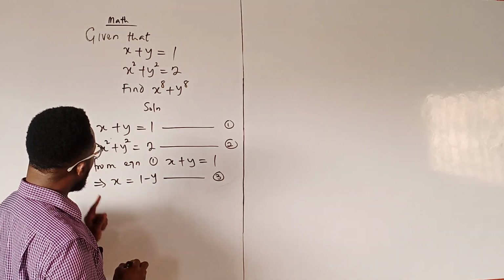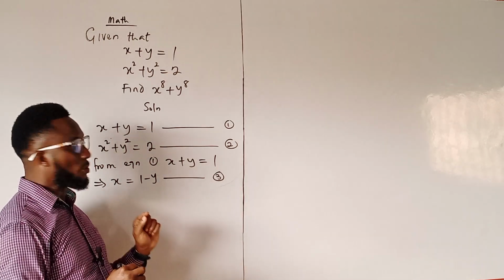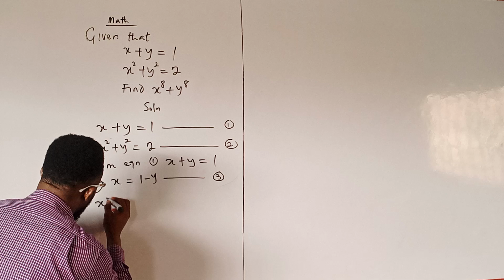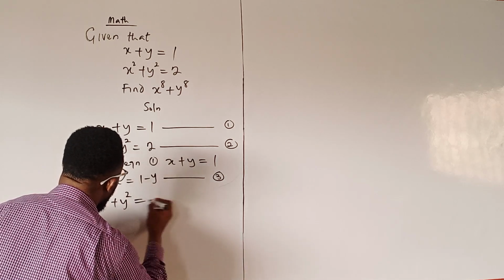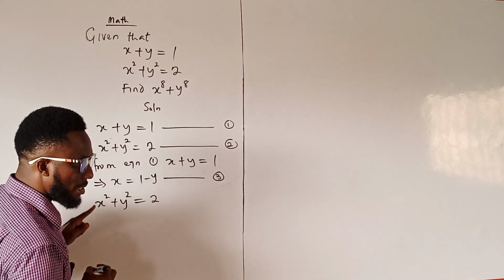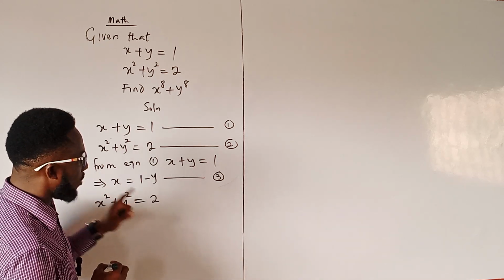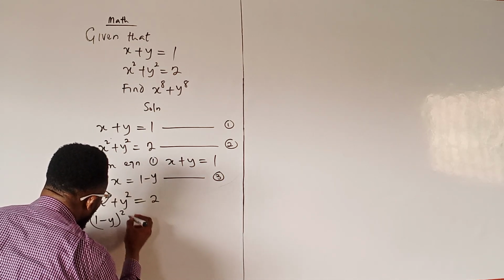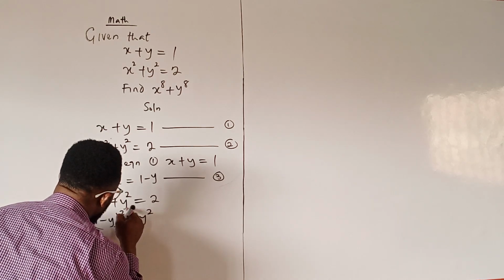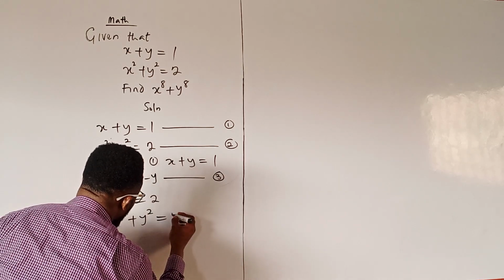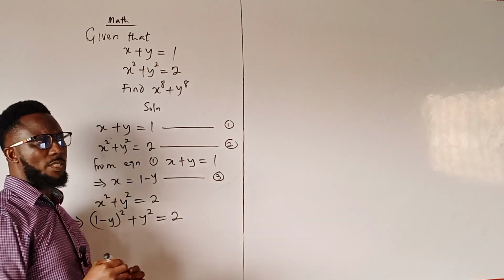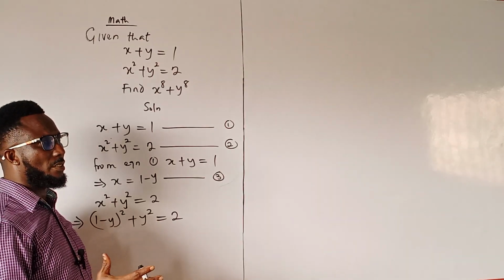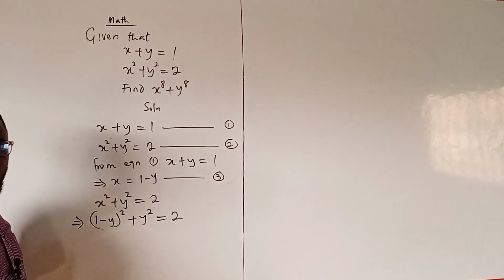The next thing is this. I will plug in x equal to 1 minus y into equation number 2. In equation number 2, we have that x squared plus y squared equal to 2. So anywhere I see x, I will substitute 1 minus y. So we will now have (1 minus y) squared plus y squared equal to 2. (1 minus y) squared is (1 minus y) multiplied by (1 minus y). But you could do the expansion directly.